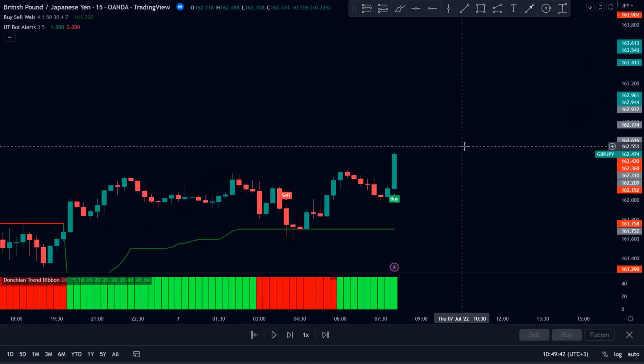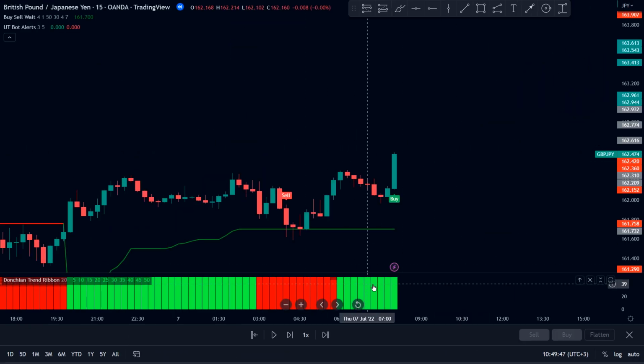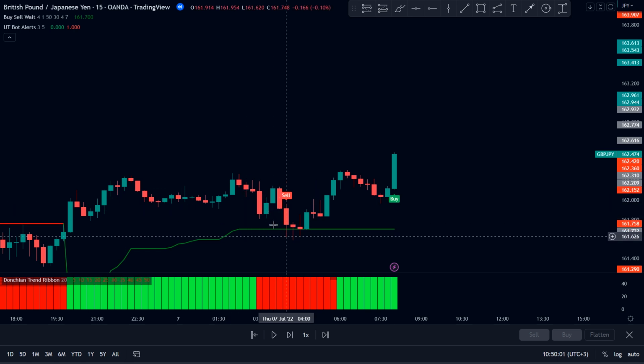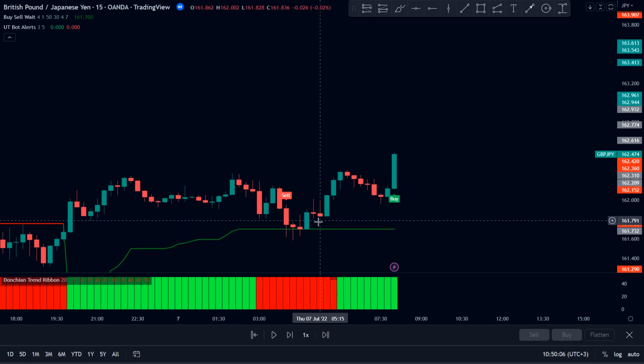To enter a long trade, first, the Donchian Trend Ribbon should change color from red to green to indicate that the market is shifting from a short-term bearish trend to a short-term bullish trend. Second, we confirm that the buy-sell wait indicator is colored green.